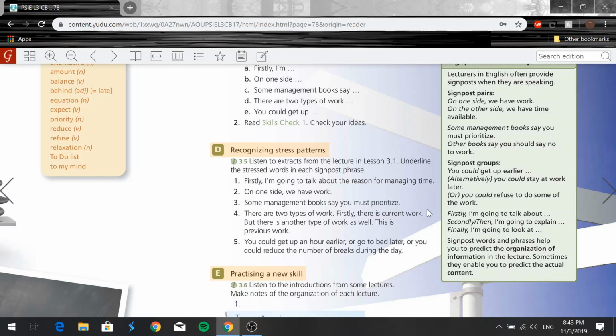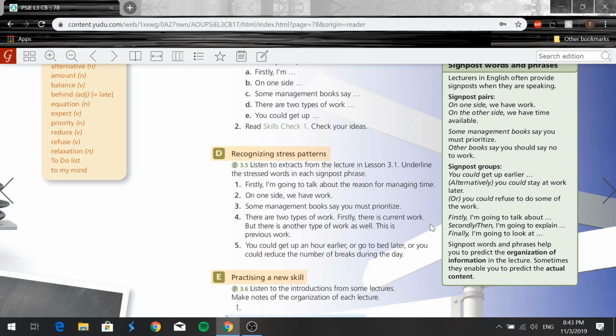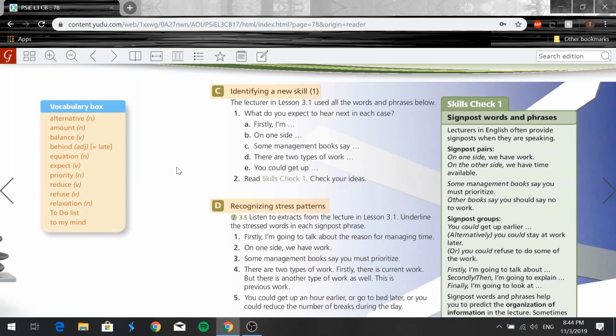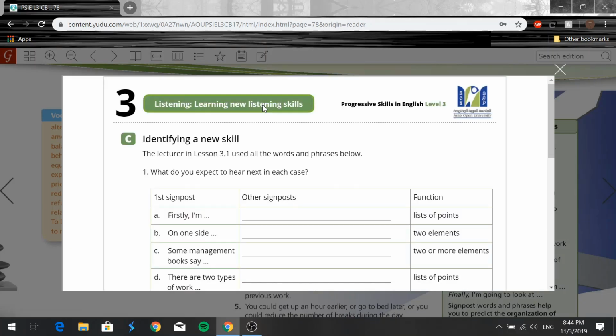Because you hear a lot of lecturers say, firstly I'm going to talk about this, secondly, or then, I'm going to explain, and finally I'm going to look at. If lecturers don't say this, you could get lost when writing notes or when simply listening. Okay? So these were examples of signpost words and phrases. Now let's go to exercise C, identifying new skill 1.